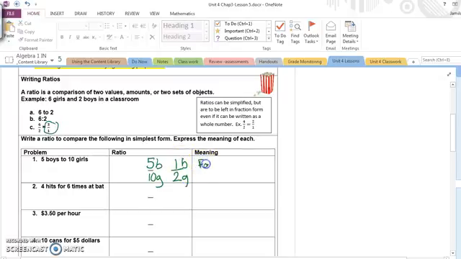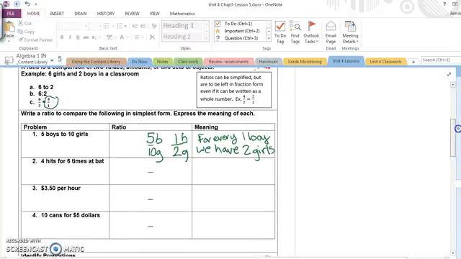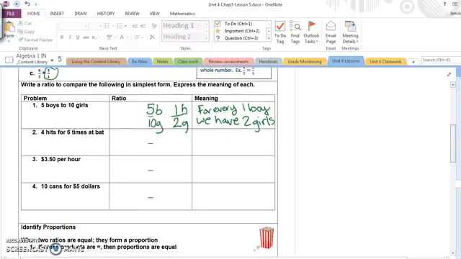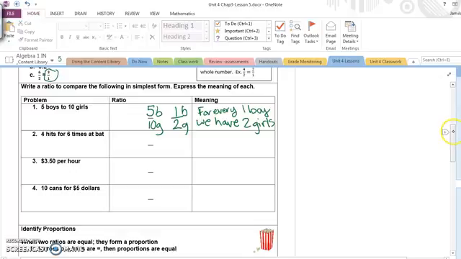So we would say for every 1 boy, we have 2 girls. Okay, that is a description of the ratio of boys to girls within a classroom, in this given classroom. So now let's take a look. I want you to do number 2, number 3, and number 4. Then check in with your teacher to see if you have the correct answer.